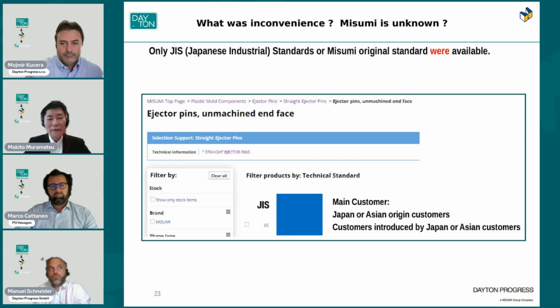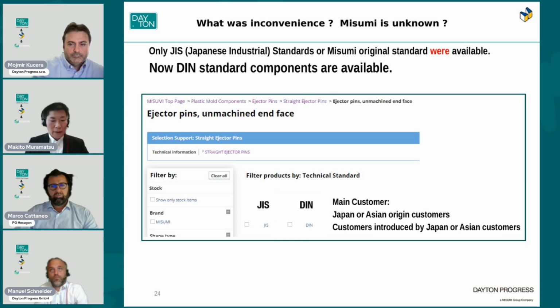But honestly speaking, MISUMI plastic mold components are not known in EU. We think the main reason is product only for this Japan industrial standard were available. So our customers are only Japanese or Asian origin customers or customers introduced by these Japan or Asian customers who are already familiar with MISUMI benefit. Please let me use intentionally were available as past tense because now these standard components are available.